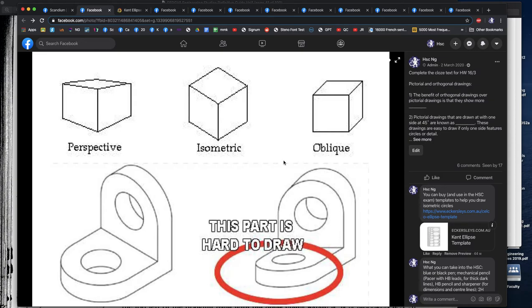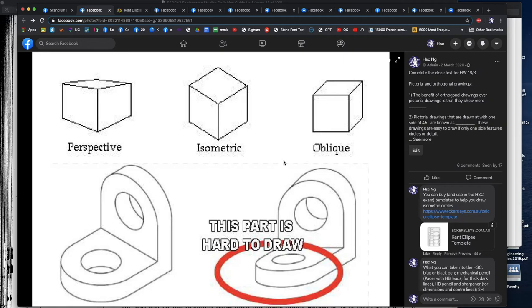So a lot of kids who have done graphics in year 9 and 10, they've got an advantage. The kids who have done architecture or engineering as an elective in year 9 and 10 also usually have an advantage. But other kids often get really concerned and stressed about drawings because drawings represent a lot of effort for only maybe 10 marks on average.